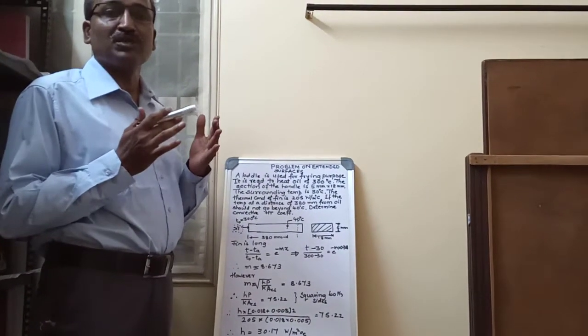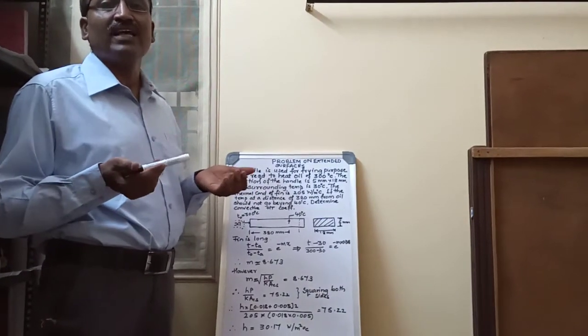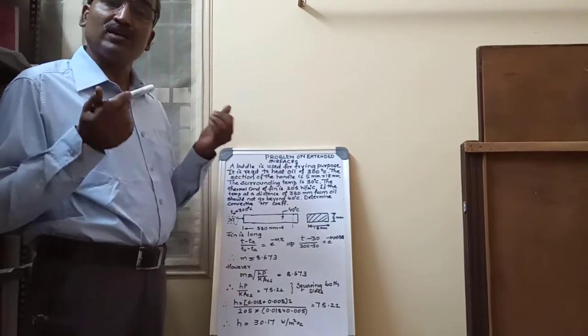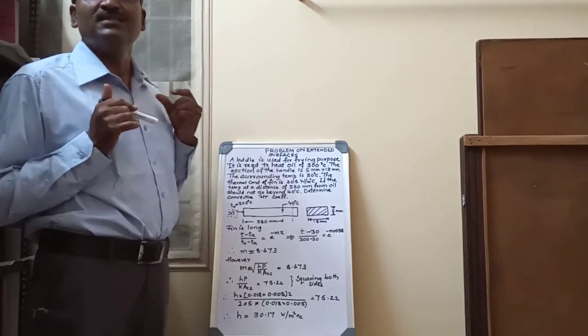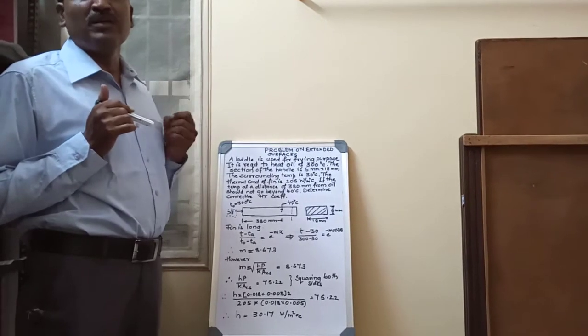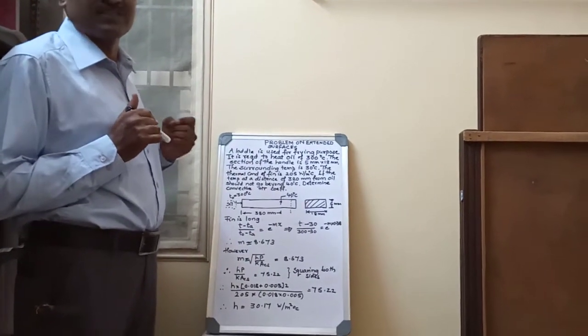So extended surface means extra surface provided to give up the heat which is excess in nature, which cannot be tolerated by the material. That is the purpose of the extended surfaces. So one problem we will take on the extended surfaces. Here is the one problem. We will read the problem first.